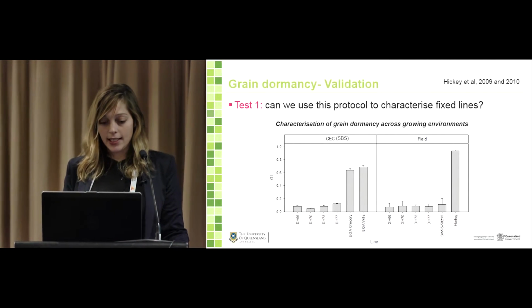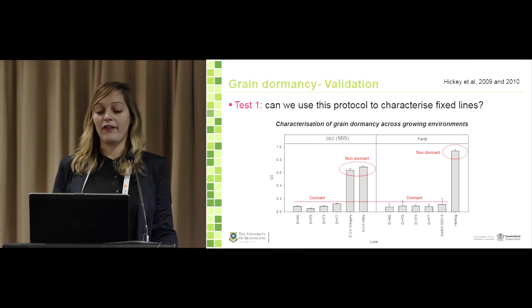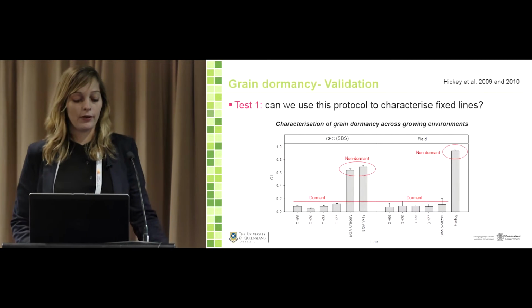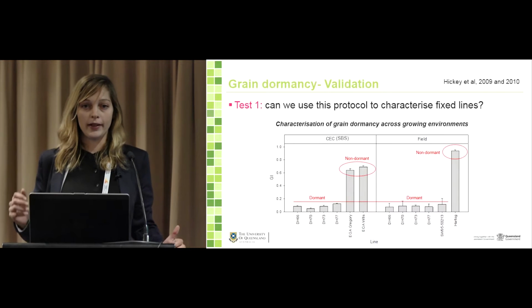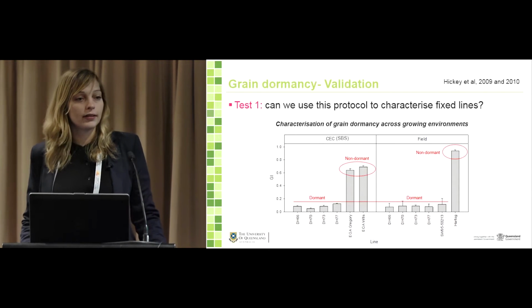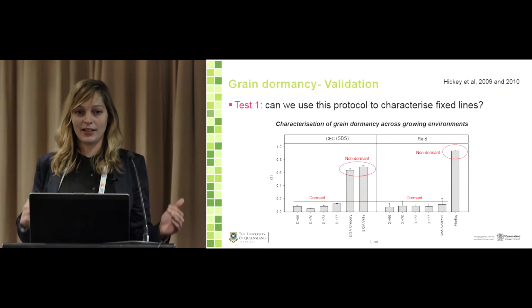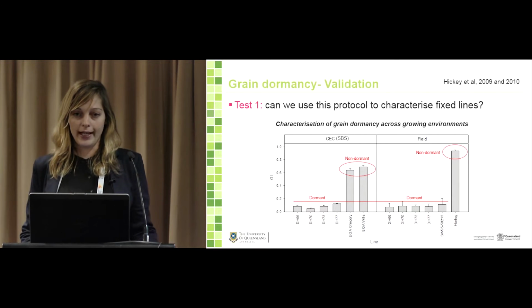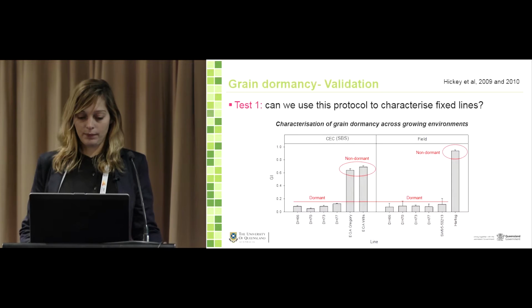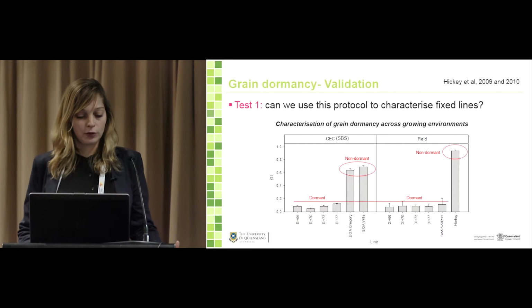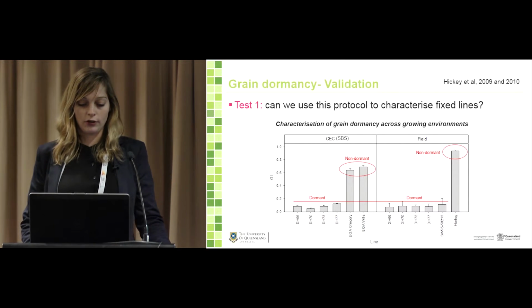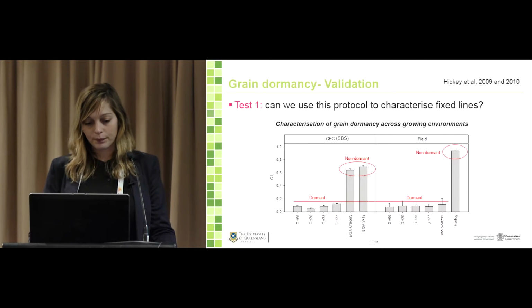And as you can see, the level of dormancy reached by the dormant and non-dormant were quite similar in the field and in the speed breeding condition. And we were able to discriminate the dormant and the non-dormant lines in the speed breeding system, which means that we can use this protocol in controlled conditions to characterize for grain dormancy.